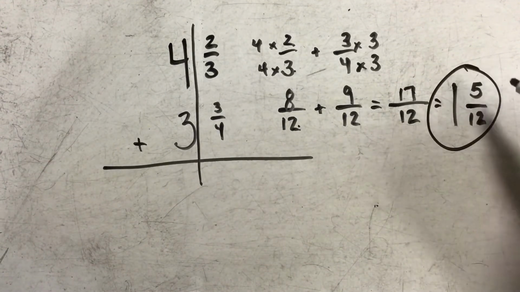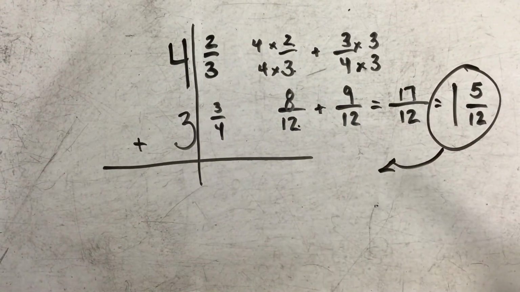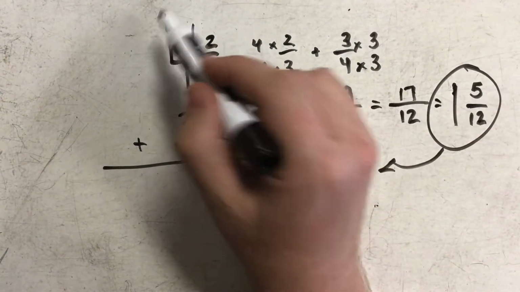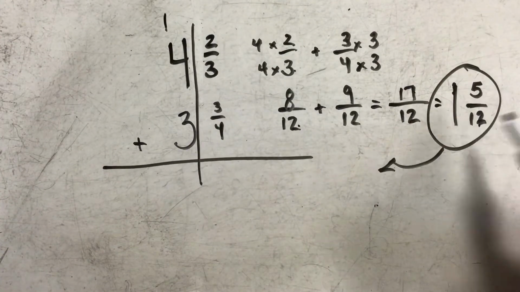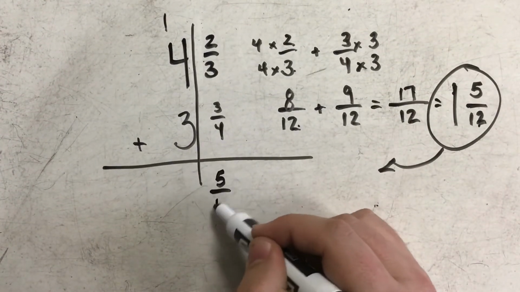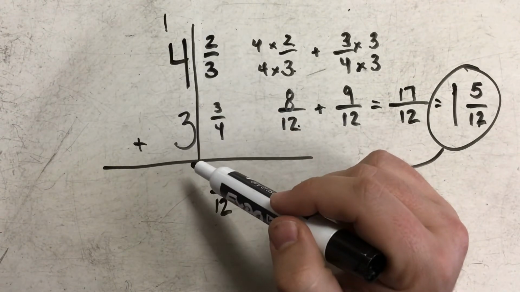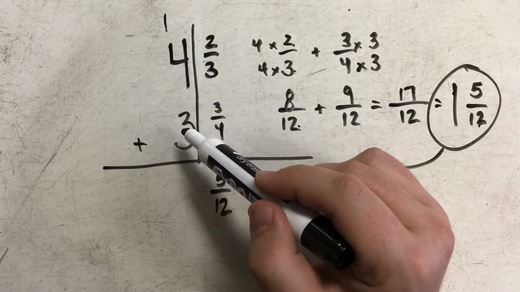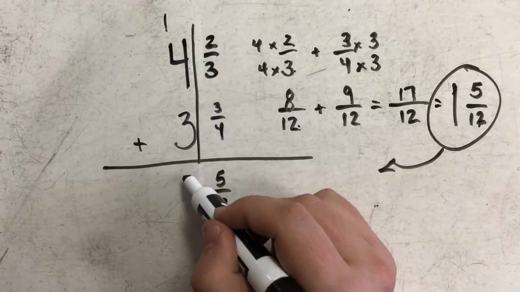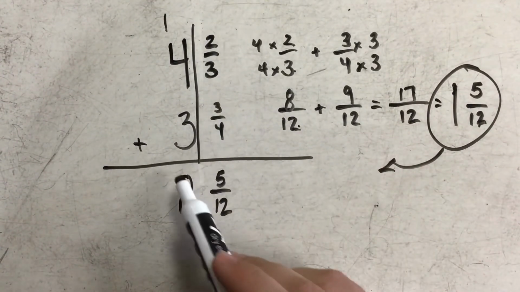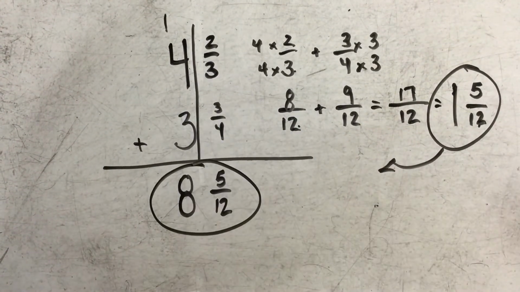I'm going to take this answer and bring it over here, but I'm not going to do it all together. I'm going to take my whole number and include it with my whole numbers on this side, and I'm going to take my fraction and leave it on the fraction side. And now all I need to do is simply add my whole numbers together. I have 1 plus 4 is 5, plus 3 is 8. So my final answer is 8 5/12.